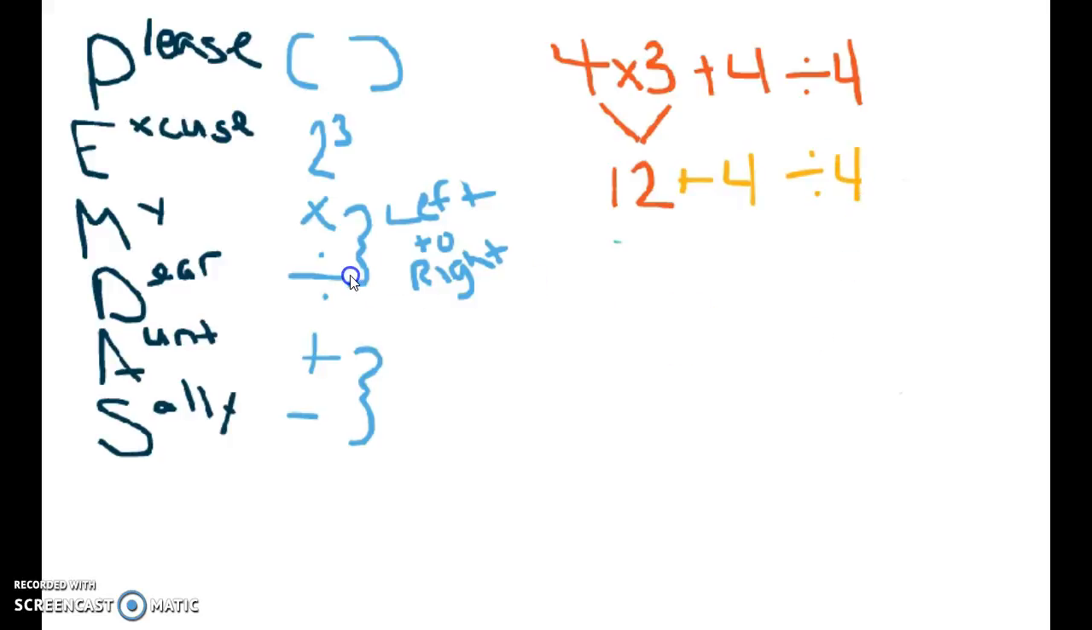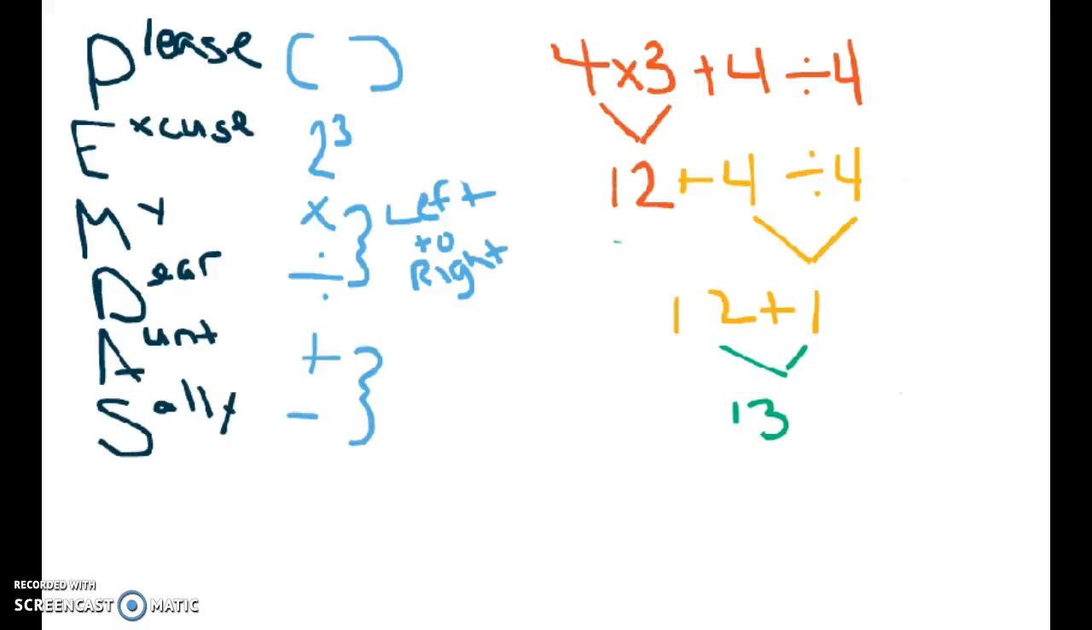So then I need to do my other part right here, which was division, which is 4 divided by 4. Well, I know 4 divided by 4 is going to be 1. And I'm going to rewrite my equation. I'm going to add this down there, which would be 12 plus 1. So I know that 12 plus 1 is going to equal 13.